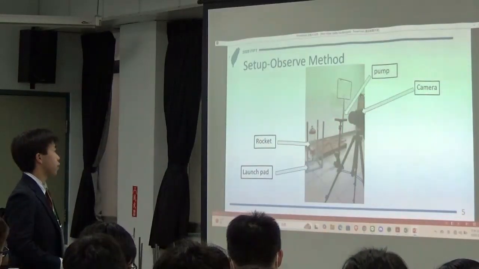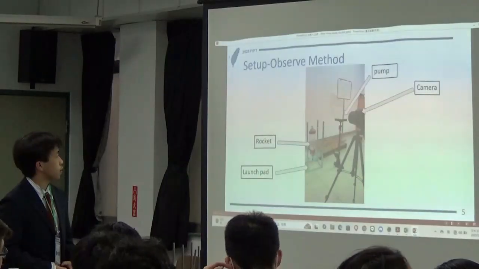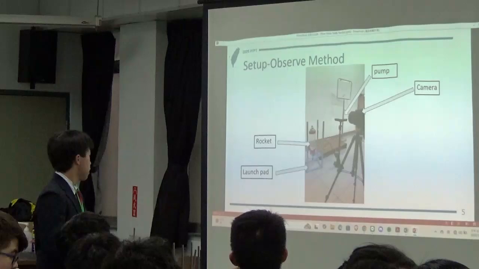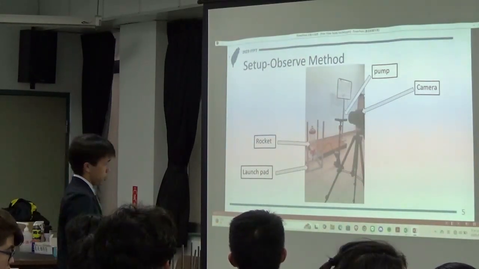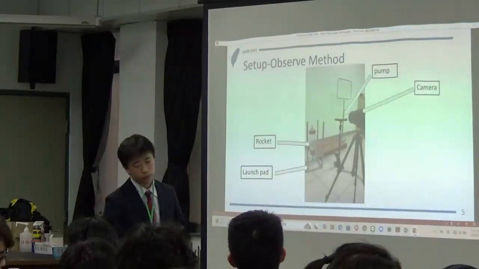This is our observation method. We use a camera to capture slow motion video and then analyze the video. This is the air pump, which we use to pump air into the rocket. This is the launch pad, which we use to ensure that the rocket launches straight up, and this is the rocket.